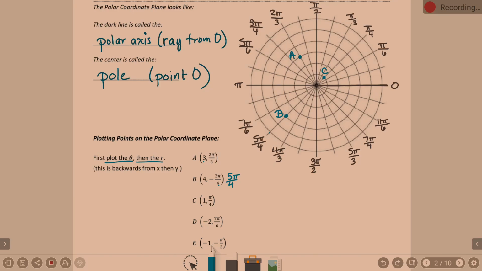Okay, point D. Negative 2, 7 pi over 6. So where is 7 pi over 6? It's here in quadrant 3. Guesses on an r value of negative 2?